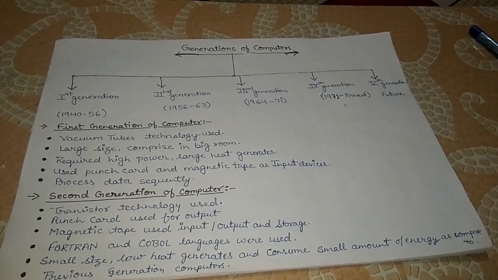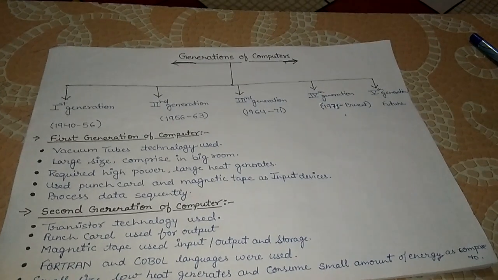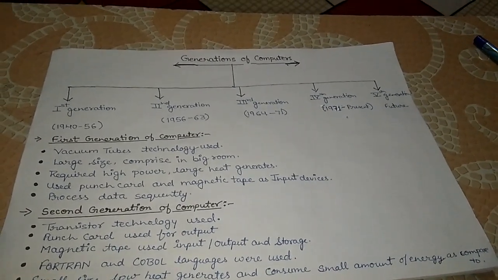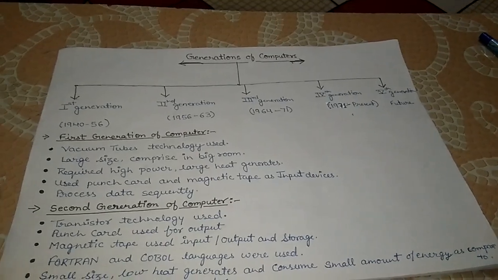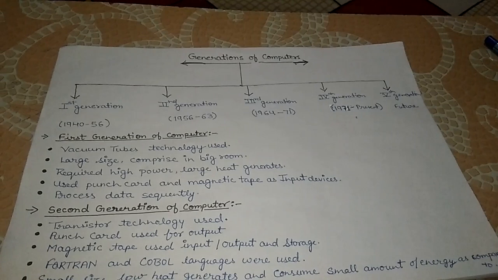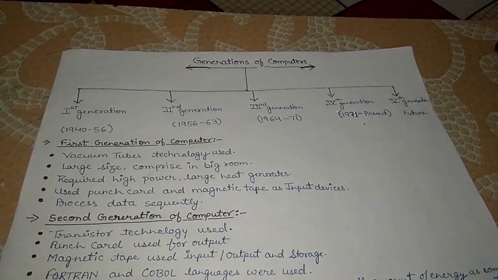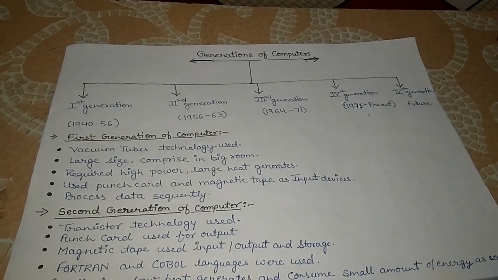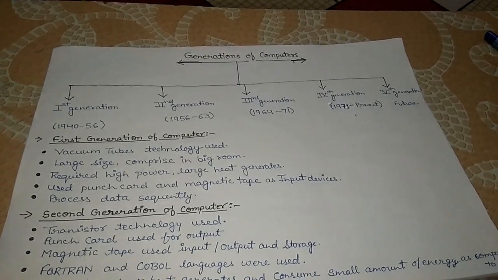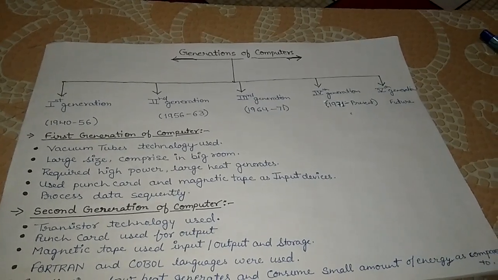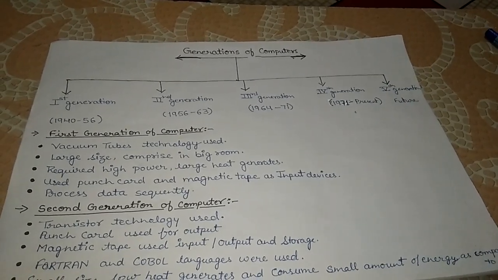Yesterday, I discussed the generations of computer. There are five categories of generation of computer. Today, I am going to start the five categories of generation: first generation, second generation, third generation, fourth generation and fifth generation.